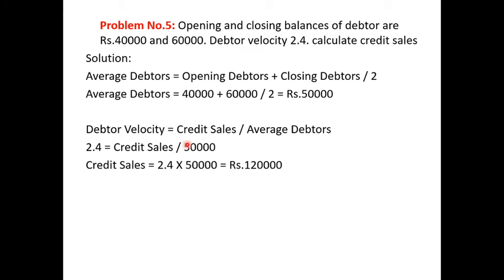Then debtor velocity, the formula is credit sales divided by average debtors. Debtor velocity is given 2.4. Credit sales we need to calculate. Average debtors already calculated, 50,000. If we simplify, we are getting credit sales rupees 1,20,000.